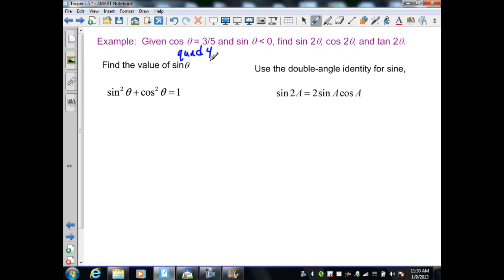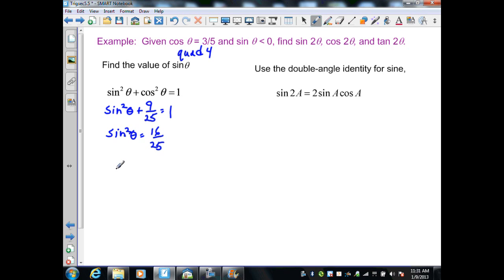I need to find the sine of theta first. To do that, I'm going to use sine squared theta plus cosine squared theta equals 1, our Pythagorean identity. I can find that because I already know the cosine of theta, and I can just substitute in. Here I have sine squared theta plus, and when I square 3/5, I get 9/25, equals 1. Sine squared theta, and when I subtract 9/25, 1 minus 9/25 gives me 25/25 minus 9/25, which is 16/25.